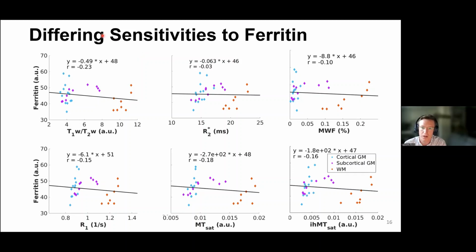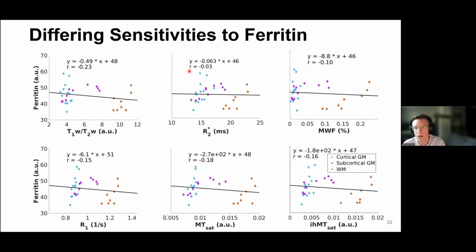If we move on to the final stain shown here, we have differing sensitivities to ferritin. So highlighting the first one, T1 over T2 had the strongest correlation with this iron storage protein. So if we go back to the fluoromyelin, where it maybe suggested it was the most specific with the y-intercept, we see here it's also very sensitive to the iron storage protein. So maybe that specificity isn't quite there.